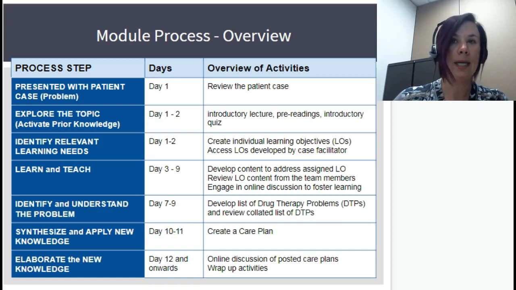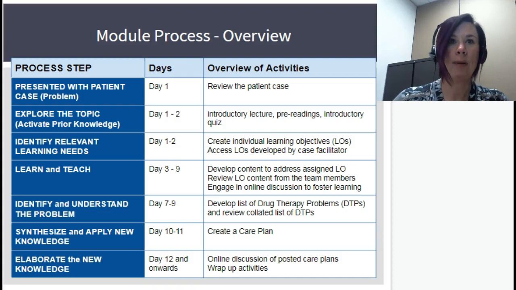Each LO will be assigned to a student or perhaps a pair of students. The assigned student or students will create content to address the LO over the next several days. Once the individual LO content is posted, students will engage in an online discussion about each LO and its content. Engagement and participation in the online discussion boards is very important to the learning and teaching of others.